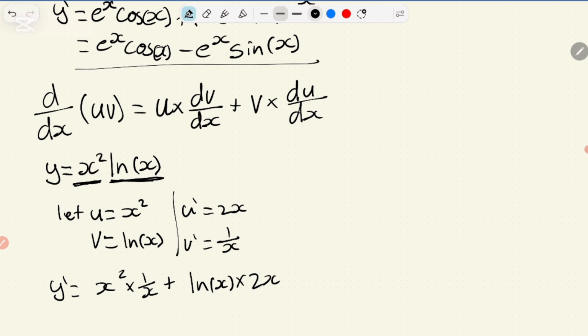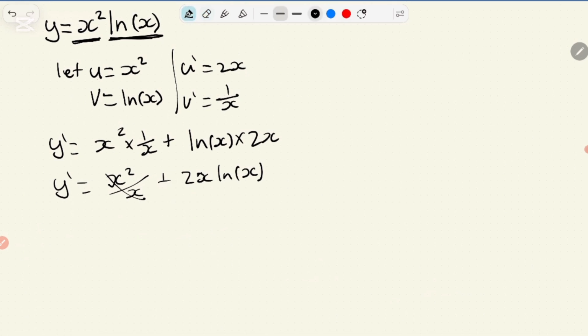All right, now we've got some simplification. So y dash equals x squared over x plus 2x ln of x. All right, and we can simplify this one down to just x. y dash equals x plus 2x ln of x. And that's done.